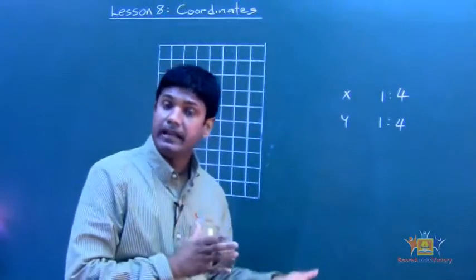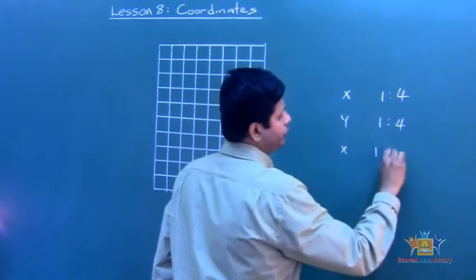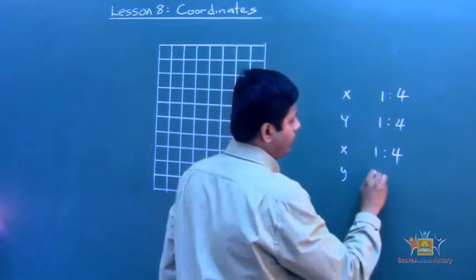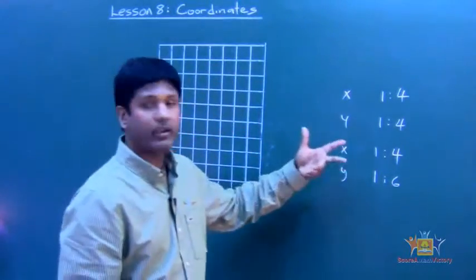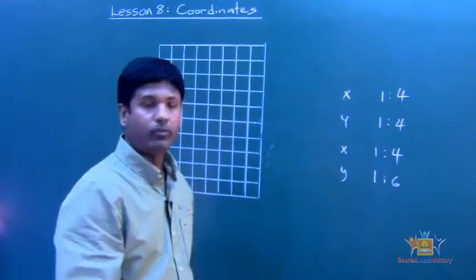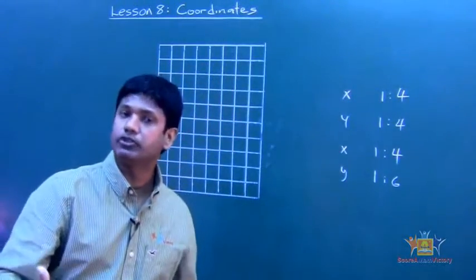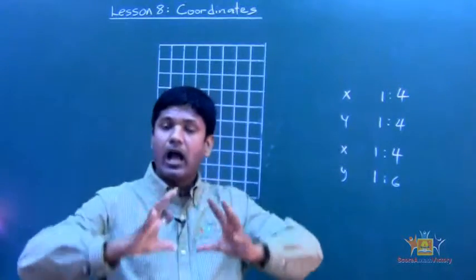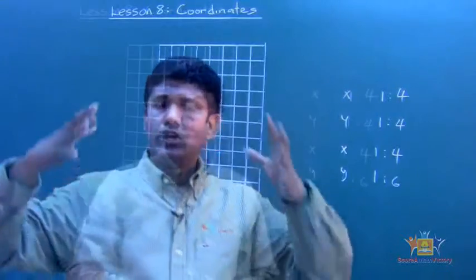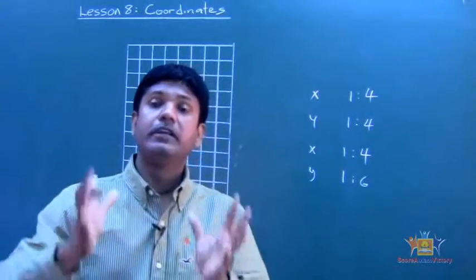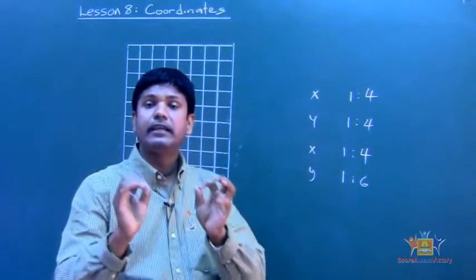Alright. Can it be different? In other words, can x be, let's say for example, 1 to 4 and y be 1 to 6? Yes, you can. It doesn't have to be the same all the time. So in other words, it can be 4 to 6 or 3 to 5, it doesn't matter which number you choose, based on how easy you want to locate the coordinate. That's the thing. You customize your Cartesian plane in such a way that whatever points you're locating, they fall on it.